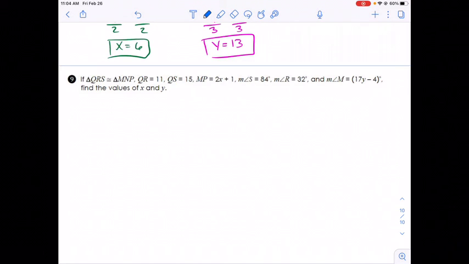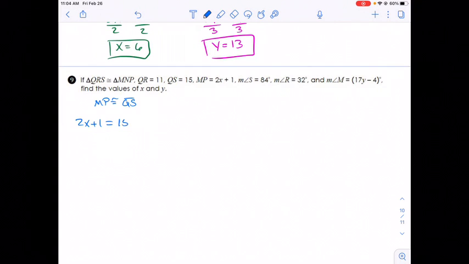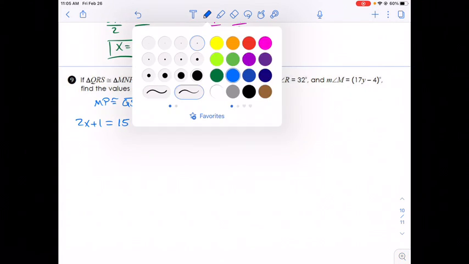So our x value here is MP. So that means that MP is going to match up. Let's go ahead and write this down. MP, we know, is going to match up with QS. So MP is our 2x plus 1, and let's see what it matches up with. QS, which they told us is 15. Okay, so we can solve for that one. Let's look for the next one now.